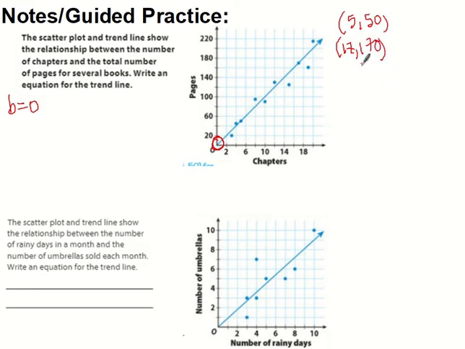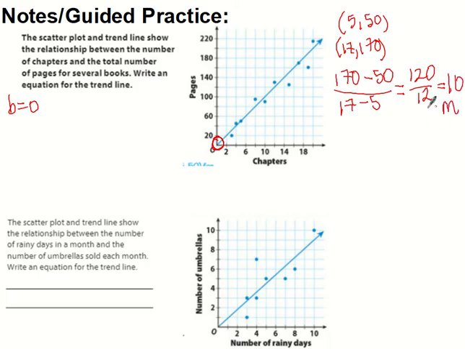So we would then find the slope using our points. We're going to go 170, take away 50, over 17, take away 5, just like we've been doing on our warm-ups. So 170, take away 50 is what, 120? Just using my calculator to check. And then 17, take away 5 would get us 12. And we would then reduce this fraction, and we would get 10. So there's our slope, and we have our y-intercept.